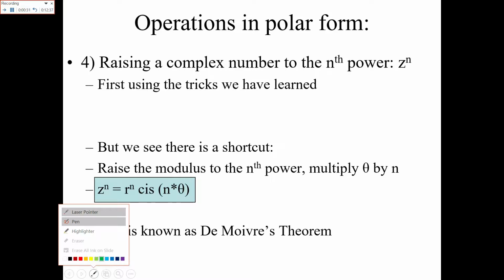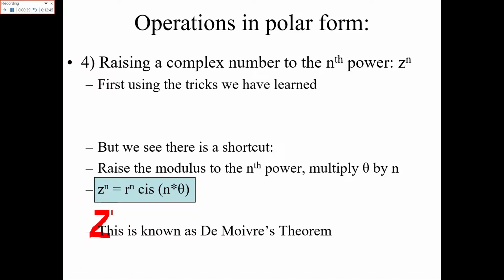I choose the highlighter here. So z raised to the power n is equal to r raised to the power n into cos into n theta.